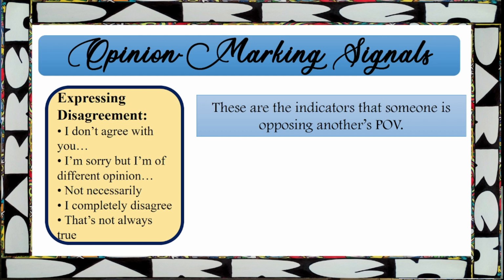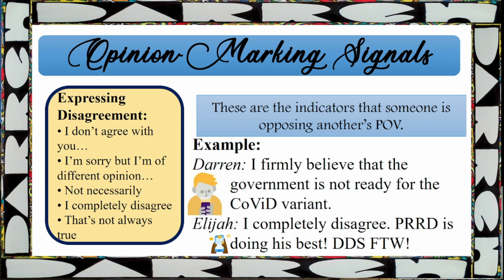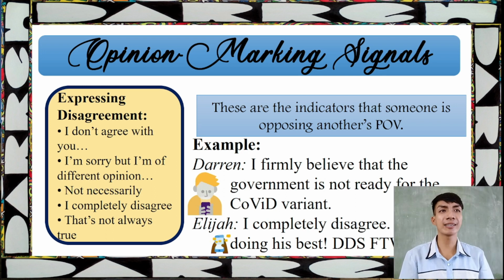For example, again, this conversation between Darren and Elijah. Darren: "I firmly believe that the government is not ready for the COVID variant." Then Elijah answered with disagreement. "I completely disagree. PRRD is doing its best. DDS FTW." In here, Elijah straightforwardly did not show support to what Darren thinks about the readiness of the government for the variant.